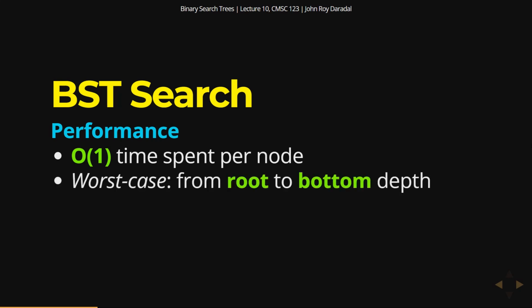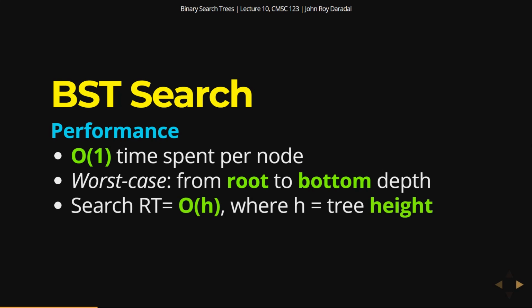Okay? Now the worst case is if you do the iterations from the root all the way to the bottom depth, right? So from the top level all the way to the bottom level. So that's the worst case. So the search running time worst case is O of H, where H is the height of the tree. So if you go from the root all the way to the bottom, that is equal to the height of the tree. So the running time of the search is O of H, proportional to the height of the tree. Okay? So that is search.